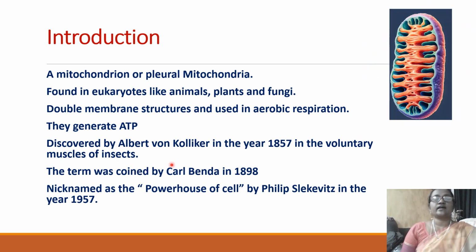These were discovered by Albert von Kolliker in the year 1857, and he found them in the voluntary muscles of insects. And the term mitochondrion was coined by Carl Benda in the year 1898. We usually refer to mitochondria as the powerhouses of the cell, and this nickname was given by Philip Siekevitz in the year 1957.